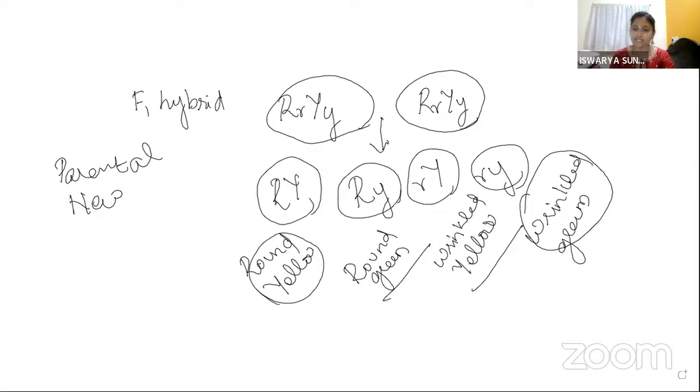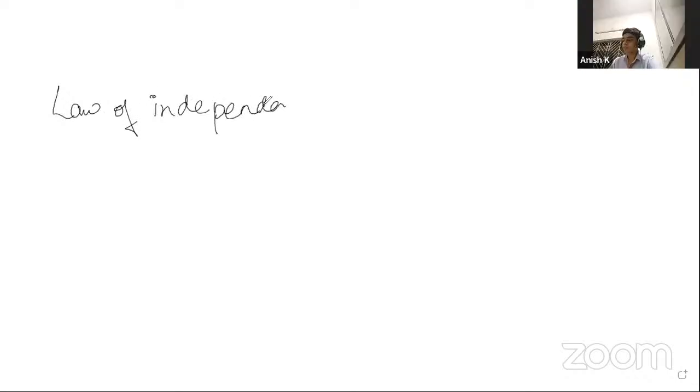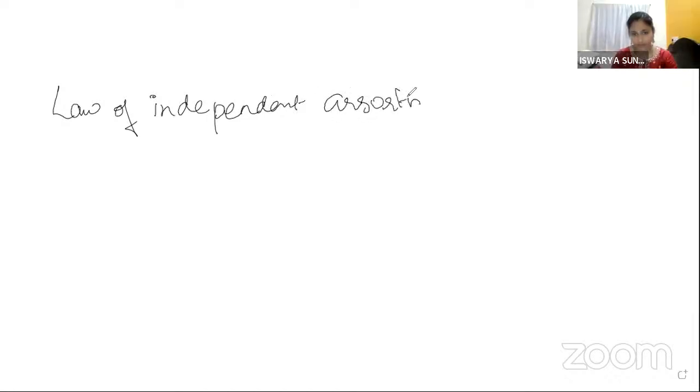Based on this, he proposed a law called the law of independent assortment. What is assorting? Assorting means getting separated.